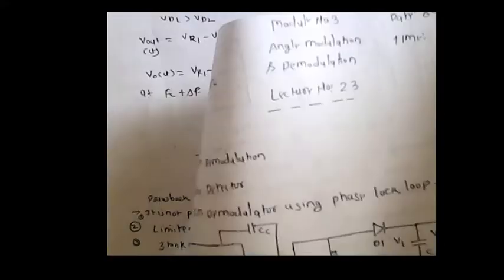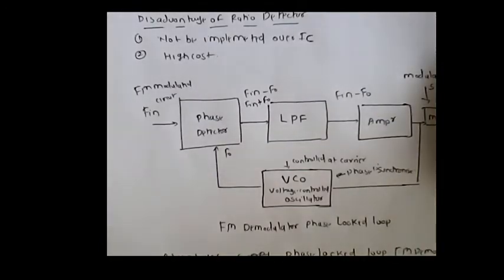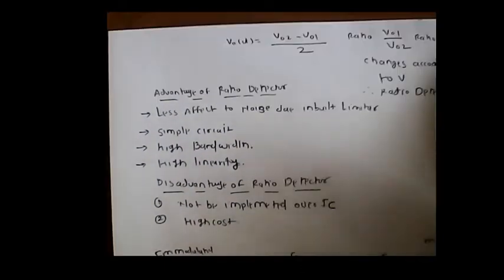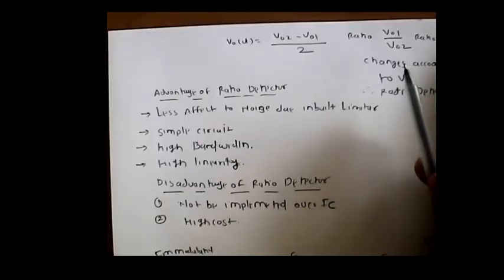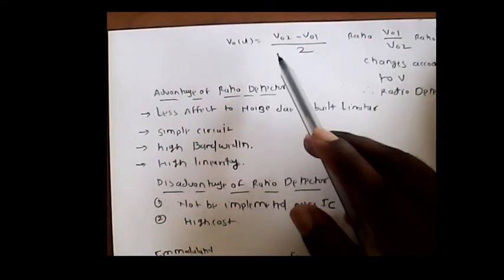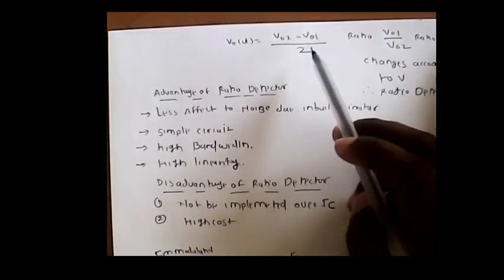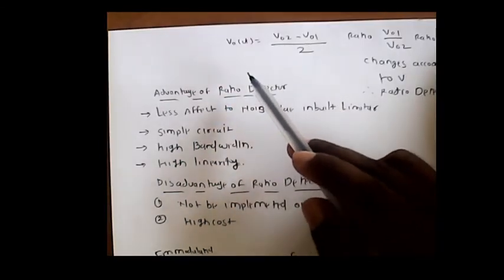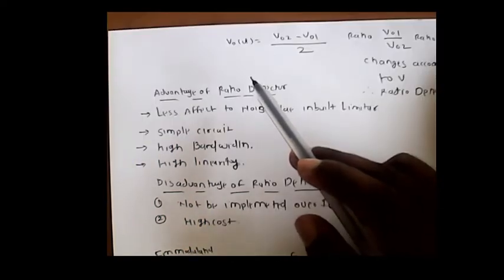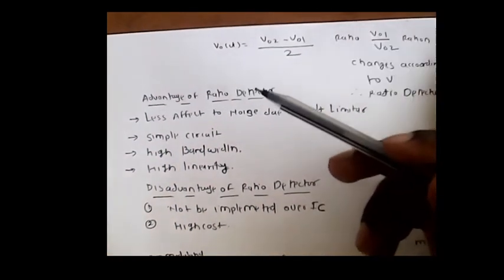Now we see the voltage related to the output. Why is it called a ratio detector? The output voltage changes according to this ratio, so it is called a ratio detector circuit. The output voltage is basically given by V02 minus V01 divided by 2, times V0 of t, where V0 of t is the output voltage measured across P1 and P2. So what are the advantages of using this circuit?